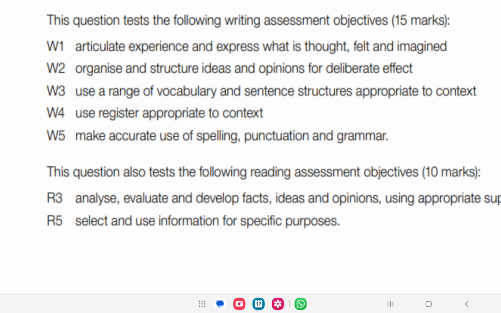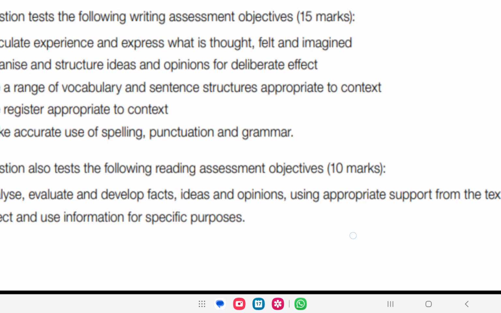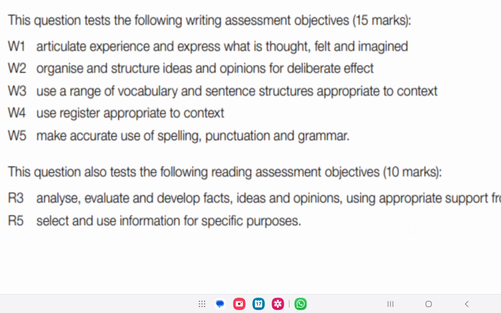There are two reading objectives also, and these two objectives have 10 marks as well. Analyze, evaluate and develop facts, ideas and opinions using appropriate support from the text. Select and use information for specific purposes. These two are reading objectives, and these two objectives have 10 marks. The first 5, they are writing objectives and they have 15 marks.